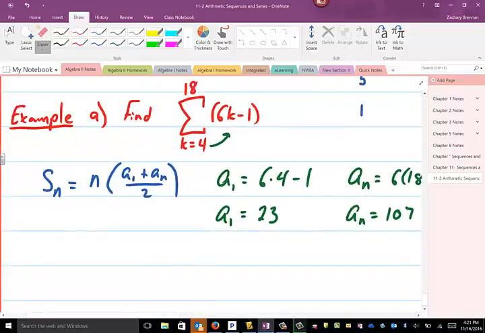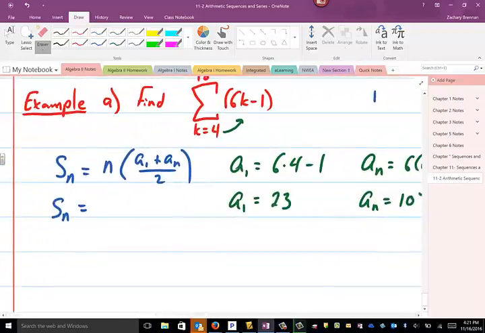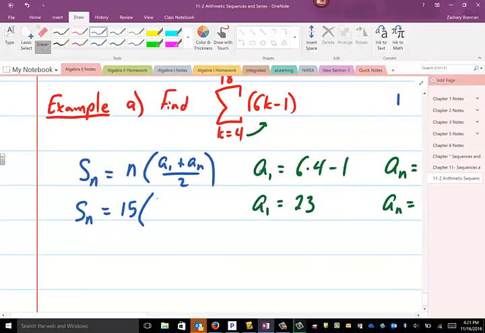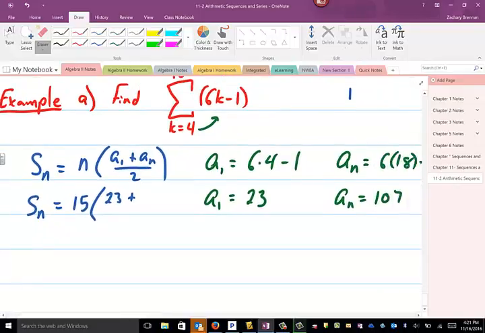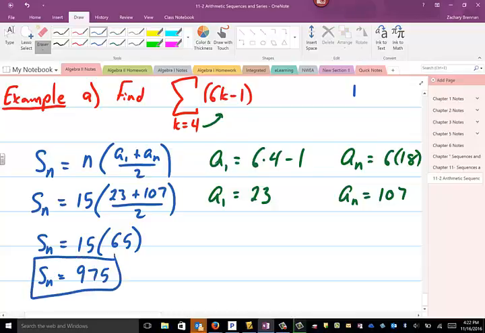All right, plug in your numbers. This is the easy part. S sub n equals, I forgot my n already, it's 15. And 23 plus 107 over 2. And well, that's 15 times, let's see, 23 plus 107 is going to be 130. Divided by 2 is 65. S sub n is 65 times 15, and so we're going to add them up and get 975.